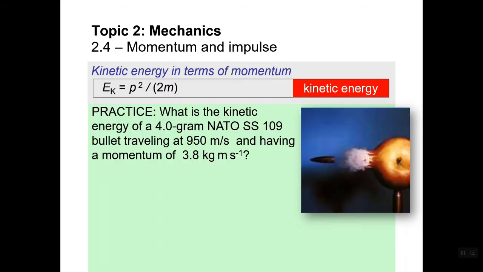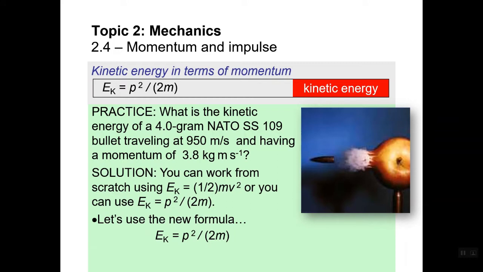Practice. What is the kinetic energy of a 4-gram NATO SS-109 bullet traveling at 950 meters per second and having a momentum of 3.8 kilogram meter per second? Let's use the new formula we just derived. Kinetic energy equals momentum squared over 2m. Momentum is 3.8, so 3.8 squared divided by 2 times the mass, which is 0.004 kilogram. That gives us 1800 joule.